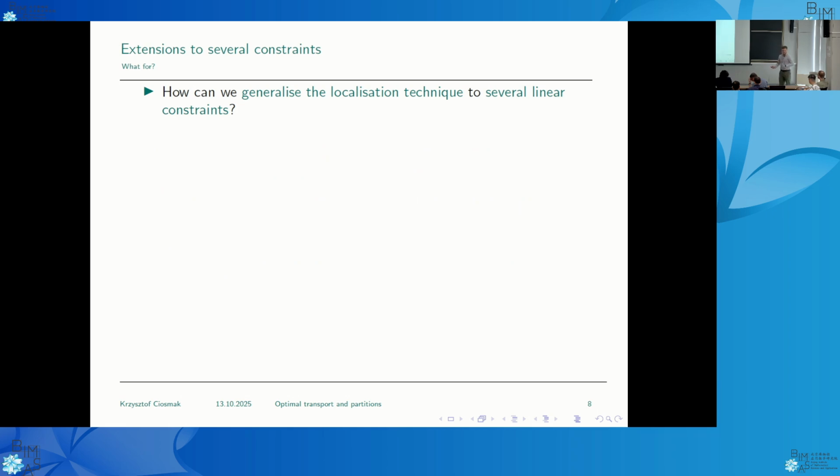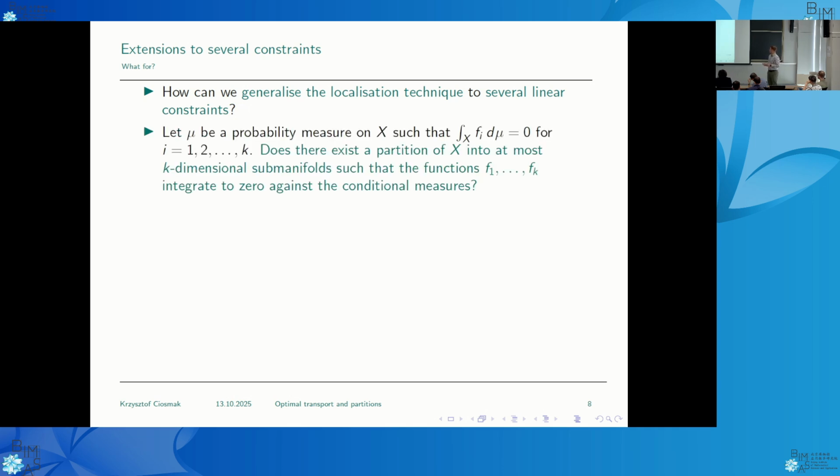All right, so the question that I am most interested in is how can we extend these techniques to several constraints. Up to now, we have been considering just one constraint, namely that the integral of f with respect to m is equal to 0. And now we are interested in how we can extend it to several constraints. So let us suppose we have some probability measure mu on space X, and we have k functions, f1 up to fk, that integrate to 0 against this measure mu.